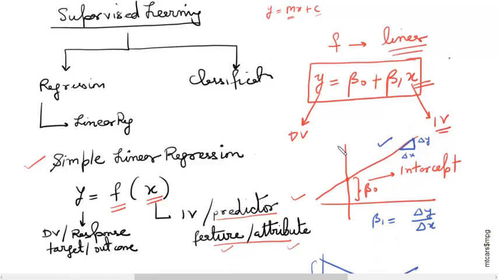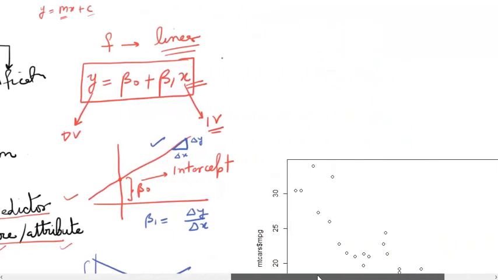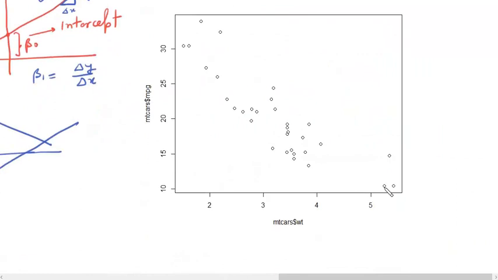Now let us look at some data and see how this would look. Here I have some data, taken from the motor cars dataset available in R, where this is the mileage of a car in miles per gallon and this is the weight of a car. We can clearly see a decreasing trend here. As the weight of the car increases, the mileage decreases, which makes intuitive sense as well.